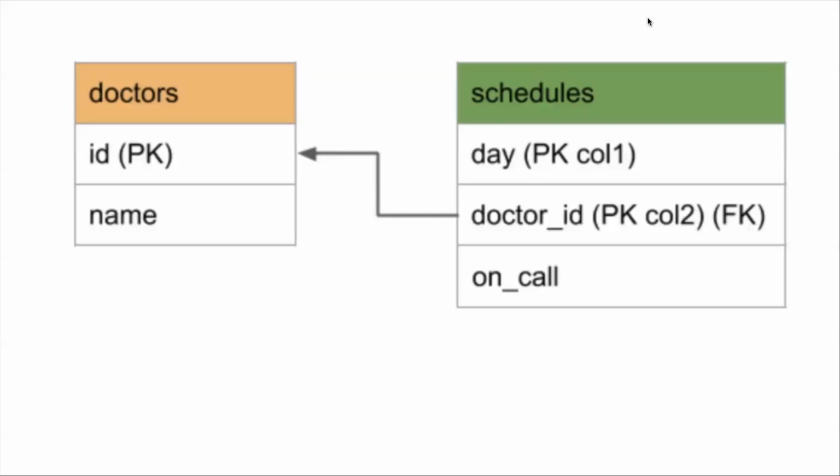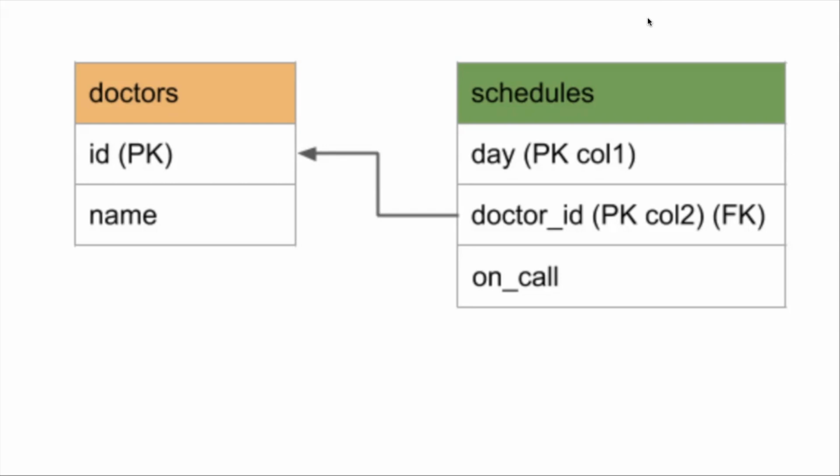Say a hospital has an application for doctors to manage their on-call shifts. The hospital has a rule that at least one doctor must be on call at any given time. And in our scenario, two doctors are on call for a particular shift, and both of them try to request a leave approximately at the same time, two concurrent transactions.